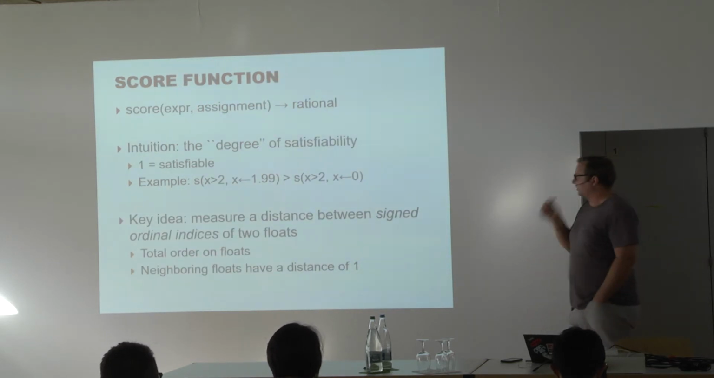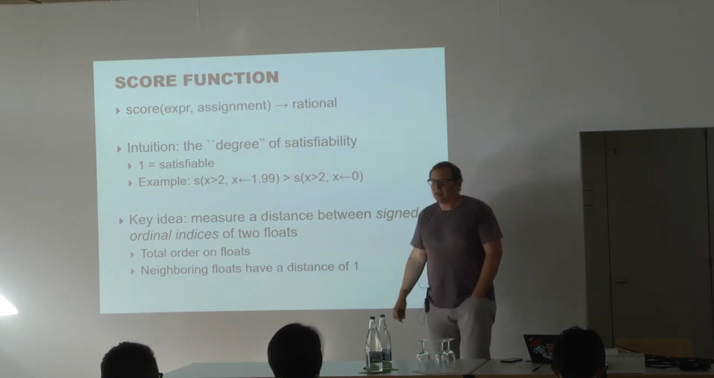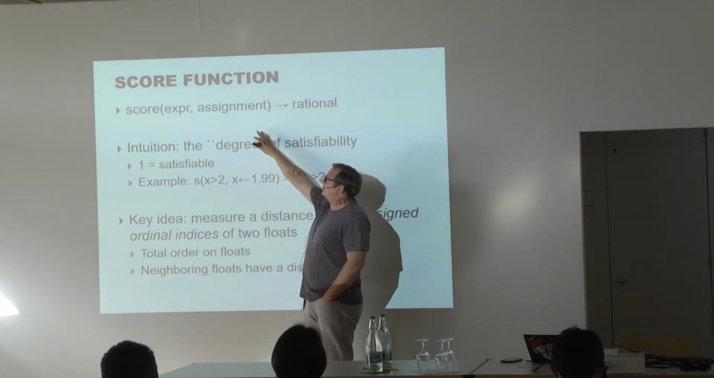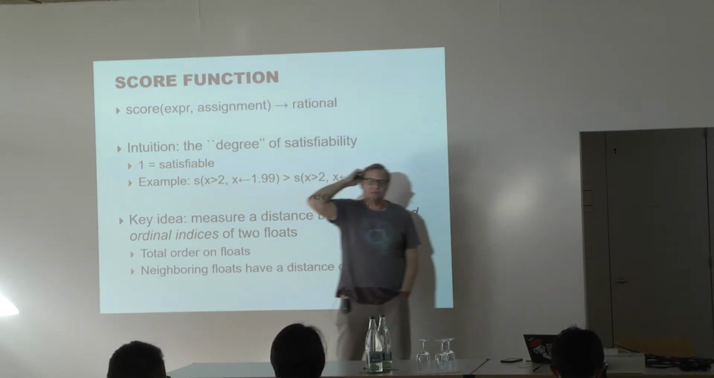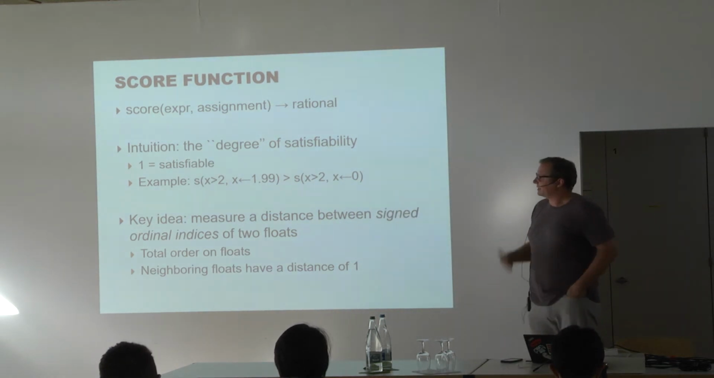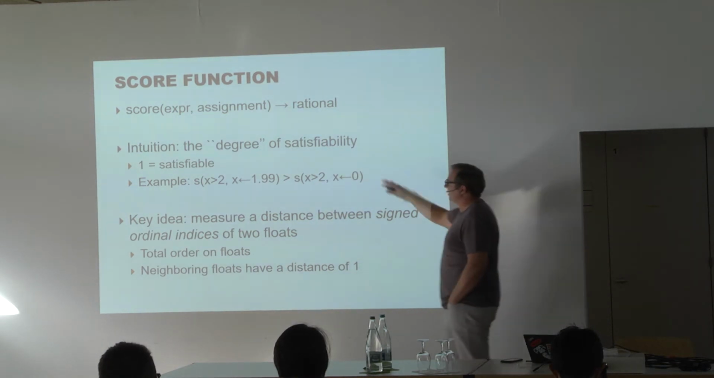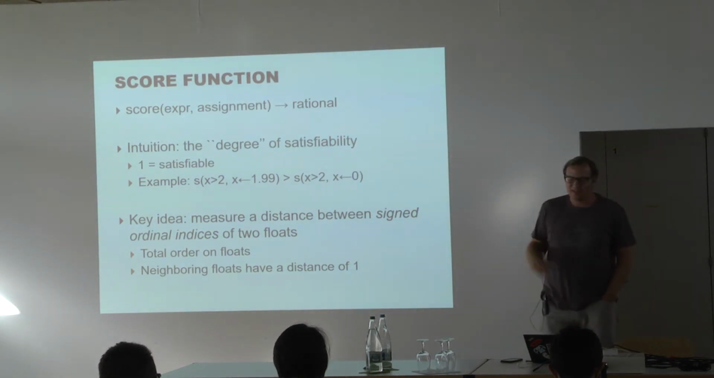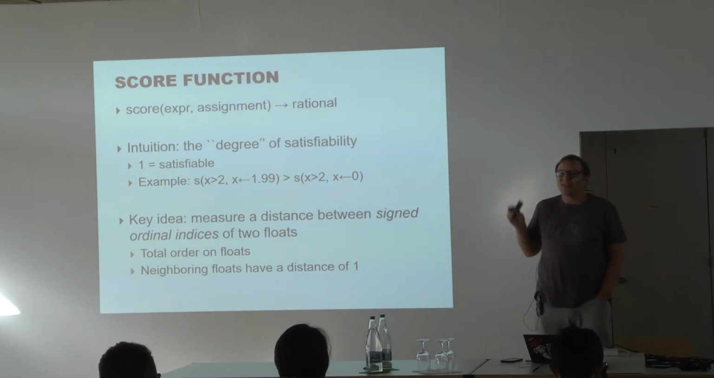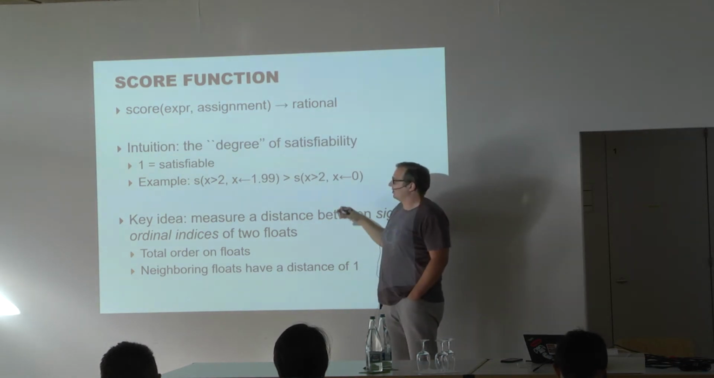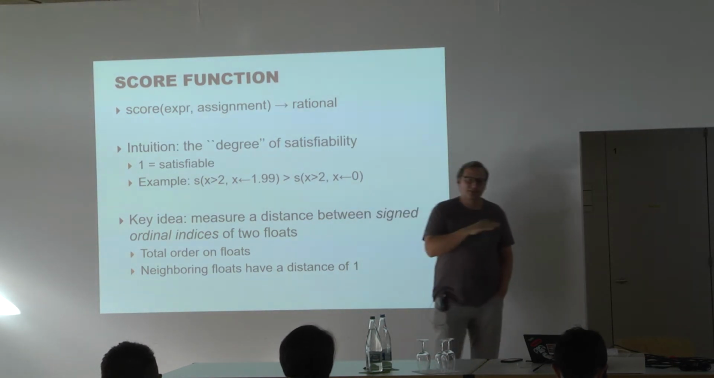Okay, first the score function. Our score function is computed based on the current assignment that we have to variables in our constraints. It takes the assignment and the constraints, and it returns a rational. The intuition behind the score function is that it tries to encode the degree of the current satisfiability of the expression over the constraints. So, if it's 1, then the constraints are satisfiable.